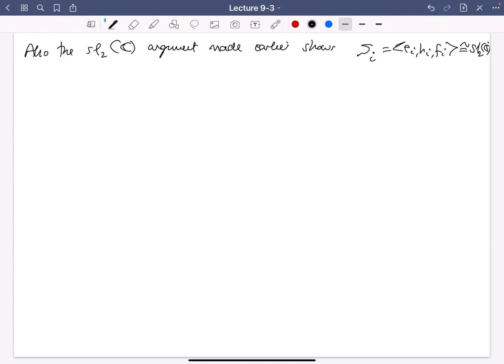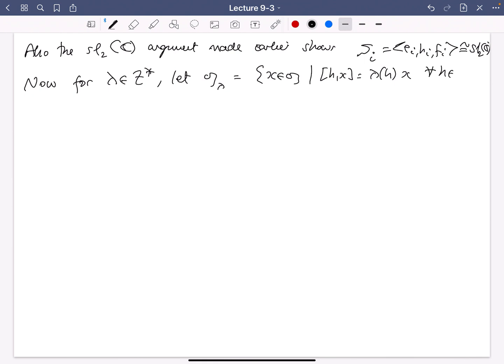Okay, so we're really getting quite close now to, I think, the most interesting part of the proof, actually, the decisive step. So let's see. For a weight lambda in T star, this L-dimensional Lie algebra's dual, I'm going to let G lambda, as usual, be the lambda weight space, so that's all x in G such that Hx is lambda of H times x for all H in T.